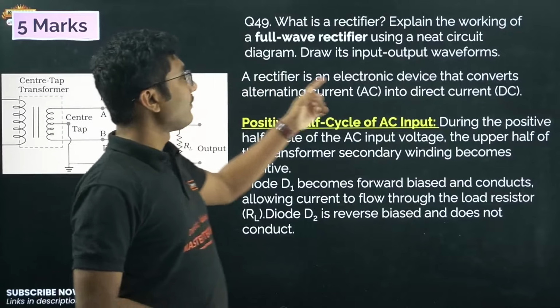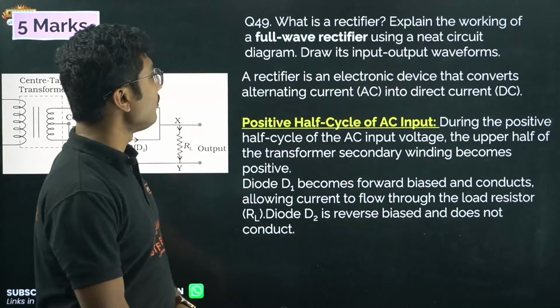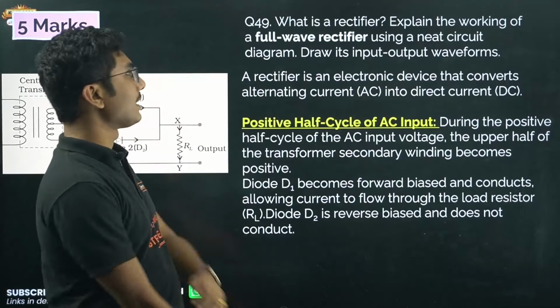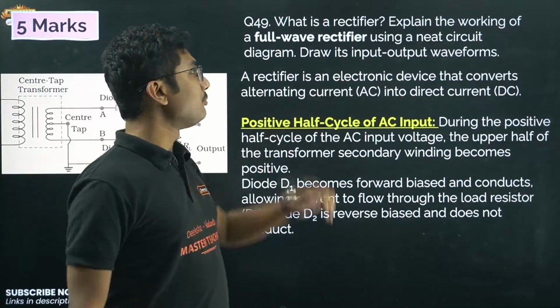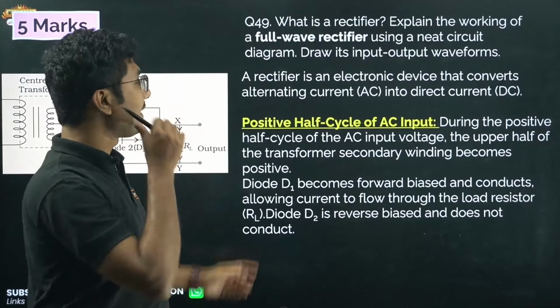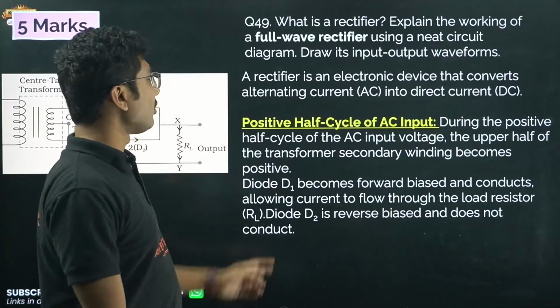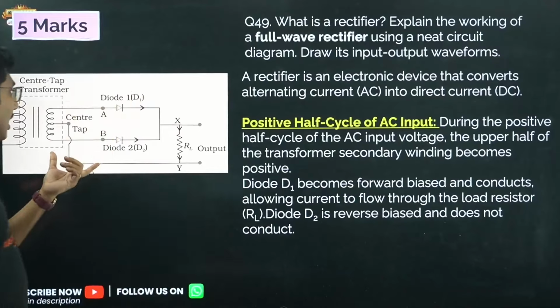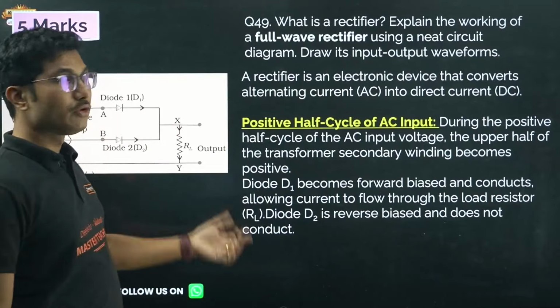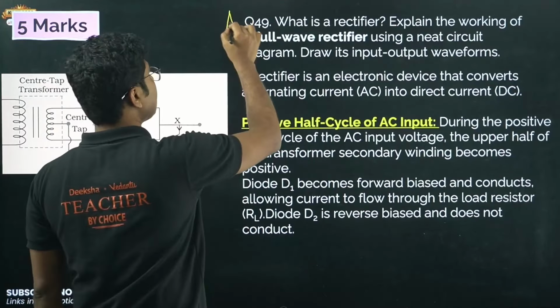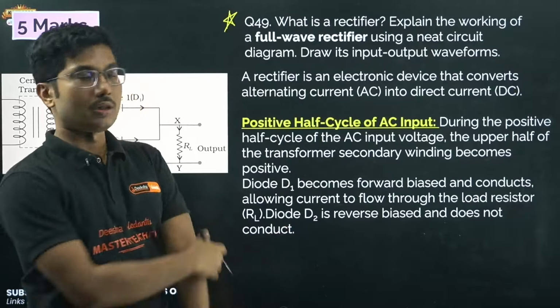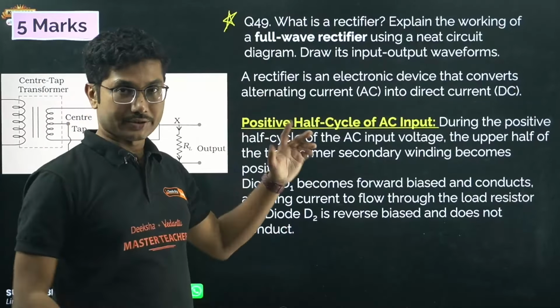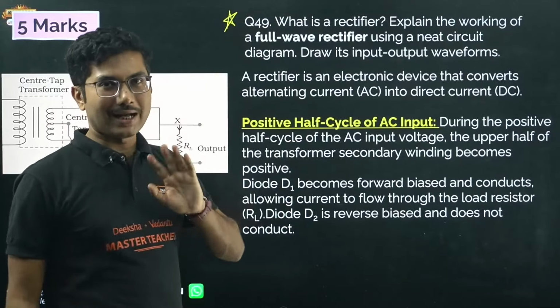So what is a rectifier? Explain the working of a full wave rectifier using a neat circuit diagram. Draw its input-output waveforms. A rectifier is an electric device that converts alternating current AC into direct current DC. Now this is the full wave rectifier. Remember, the full wave rectifier is most important. This is the most common question amongst all the other derivations. There are 2 derivations, full wave and half wave.